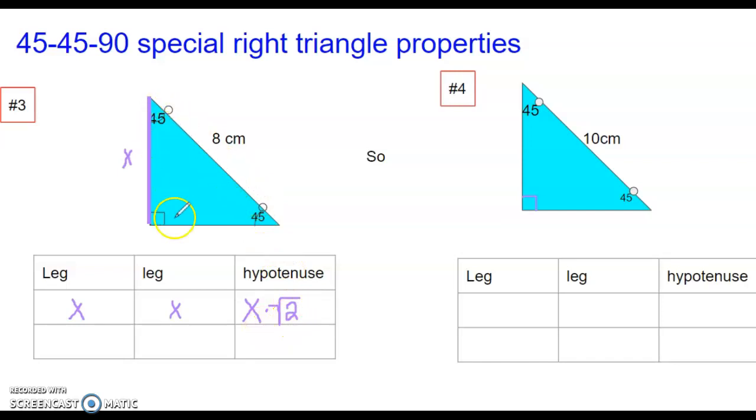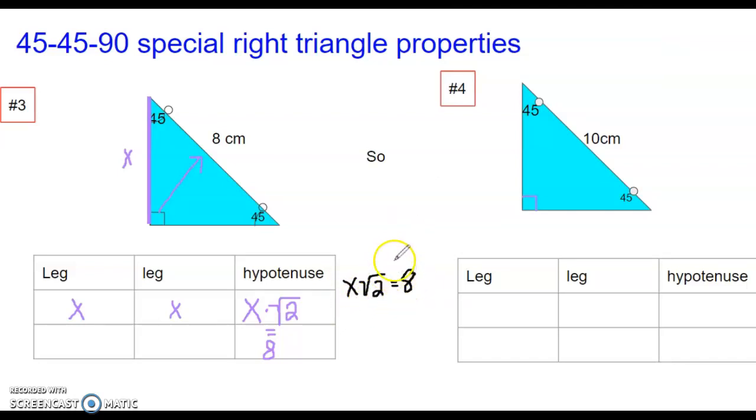All right, so then I look at my picture. I don't know the two legs, but I do know the hypotenuse. This is the hypotenuse. The hypotenuse is 8 centimeters long. So this whole length of the hypotenuse is 8 centimeters. So I'm going to put this here. So X square root of 2 equals 8. So now I have to solve for X. So I set up an equation. On your paper, set up this equation: X square root of 2 equals 8.